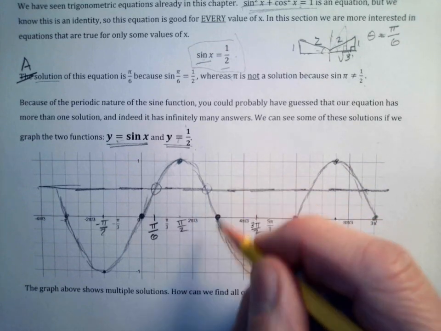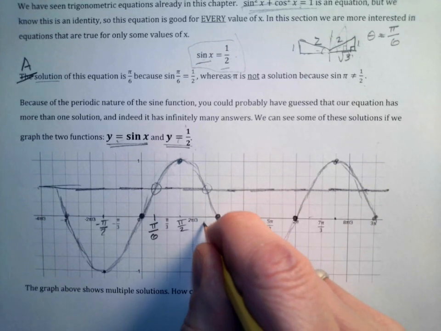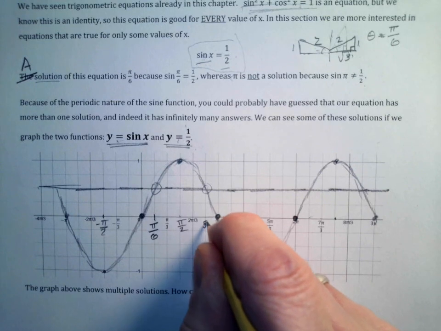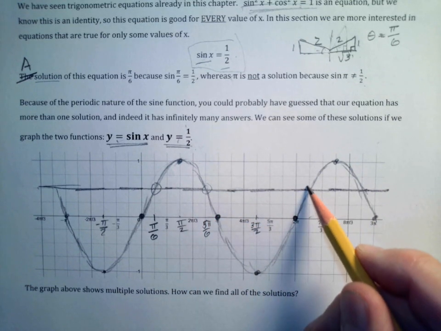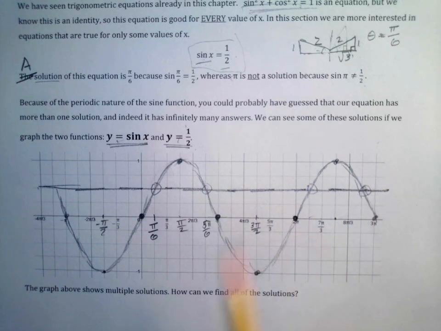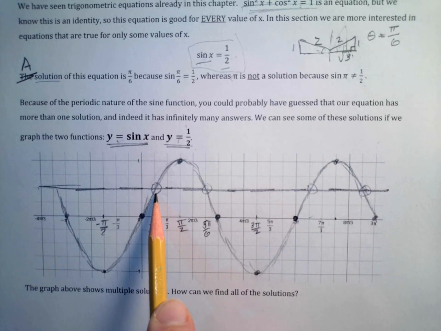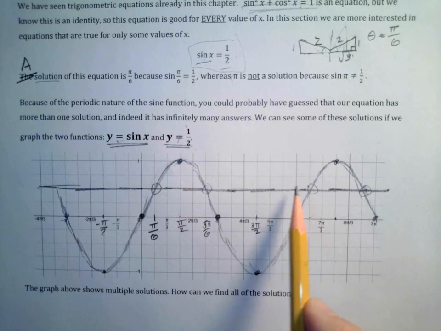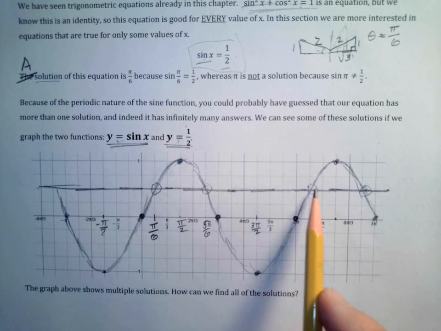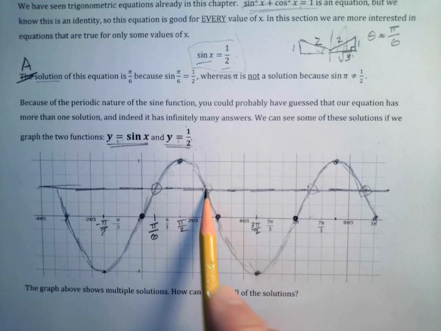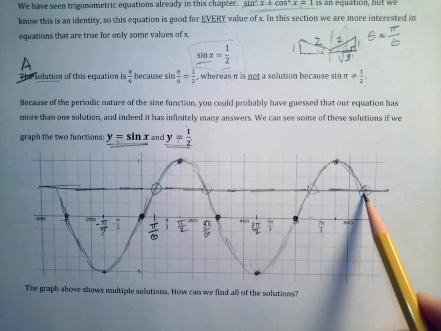So here we have 5 pi over 6. That's another solution. And then we have another solution here, another solution here. So this one gets repeated again and again and again. It gets repeated here, and it gets repeated every 2 pi's. If I add 2 pi to this, I get another one. If I add 2 pi to this, 5 pi over 6, I get this solution.